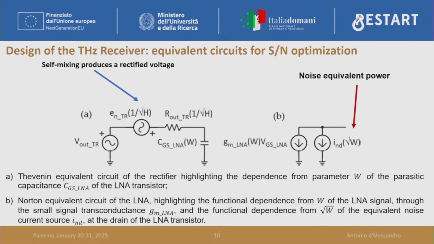And these are the equivalent circuits to study the signal-to-noise ratio. In particular, on the left-hand side, you see the self-mixing produces a rectified voltage, so we take into account the noise component. Also on the right-hand side, for the low noise amplifier.